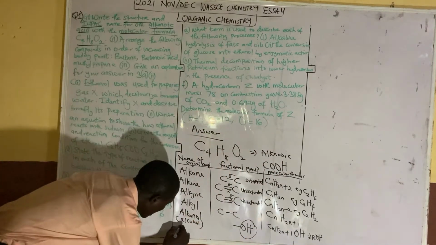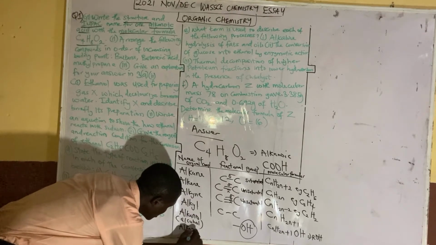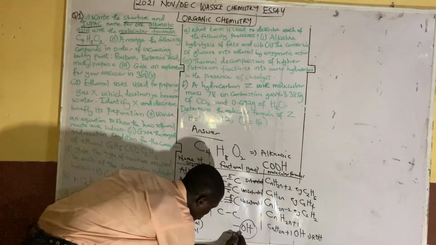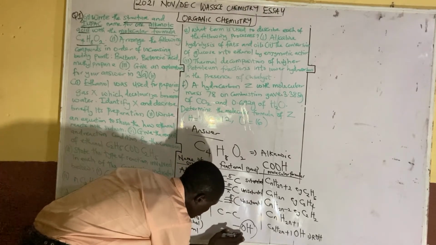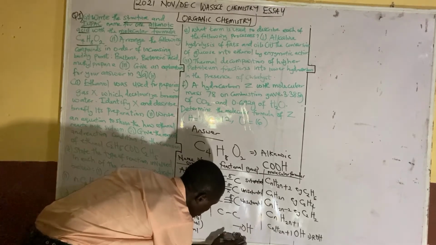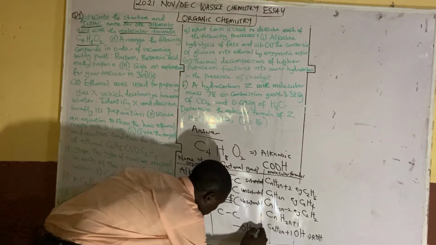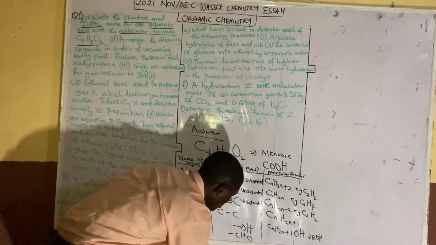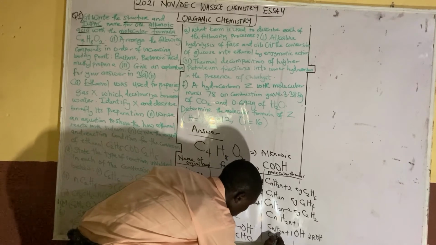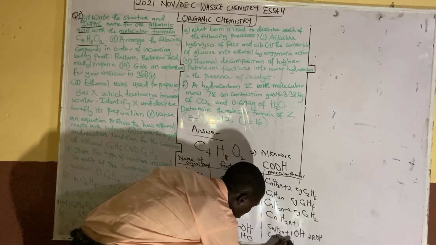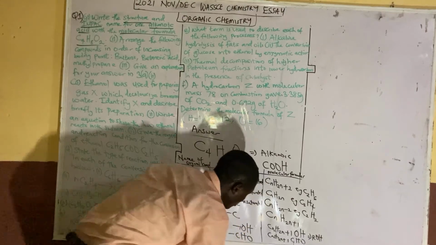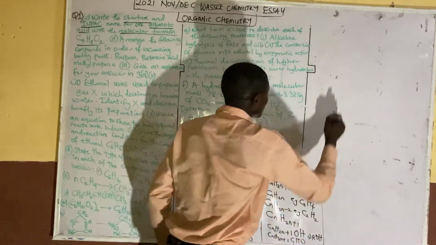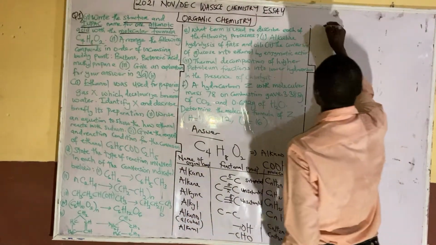So the alkanal, I'm still going. Alkanal contains CHO. You can see very well, alkanal contains CHO. So this is alkanal. So you have CnH2n plus 1 CHO. We call it the aldehyde group as well.